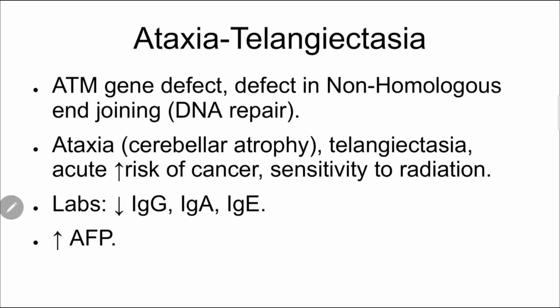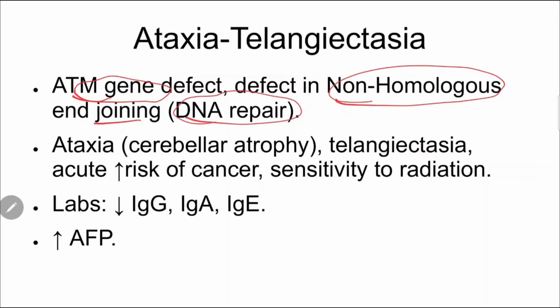All right, next we have ataxia telangiectasia, right? It is due to ATM gene defect, right? And ATM means ataxia telangiectasia mutated. Surprise. Anyways, this is due to a defect in non-homologous end joining. Non-homologous end joining is one of the processes of DNA repair, right?